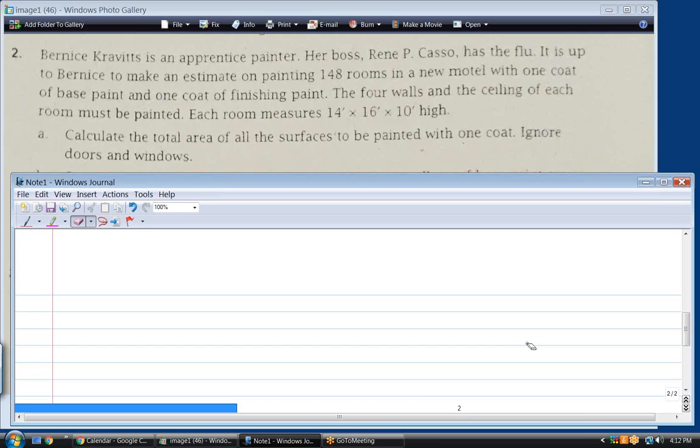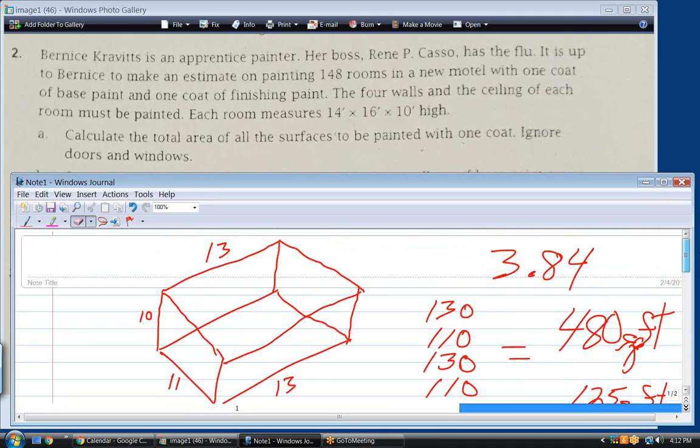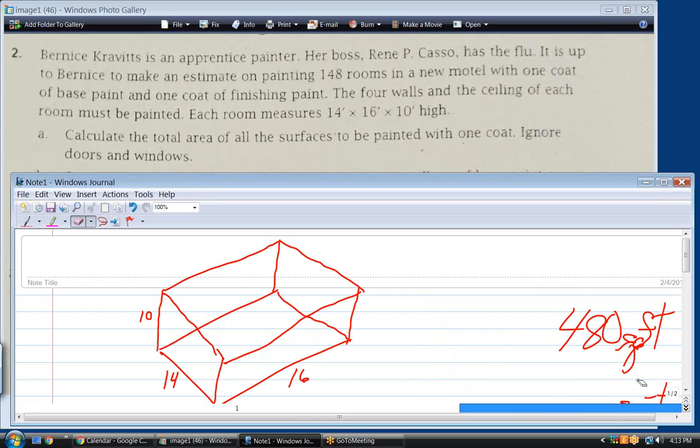What's the square footage to be covered in each room? Let me go back to that picture. Change the dimensions. Still 10 foot high. That's actually the standard height on rooms and hotels and everything else. But in this case, it's 14 by 16. So now you have to paint the 4 walls plus the ceiling. So let's come up with a square footage.